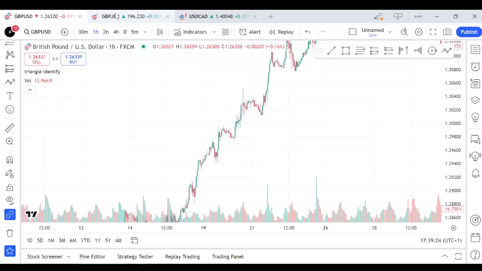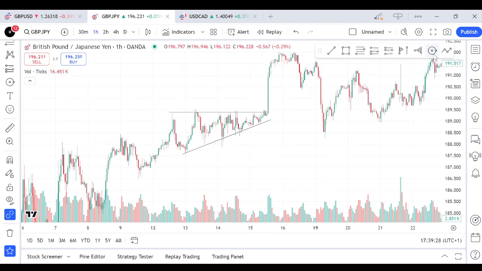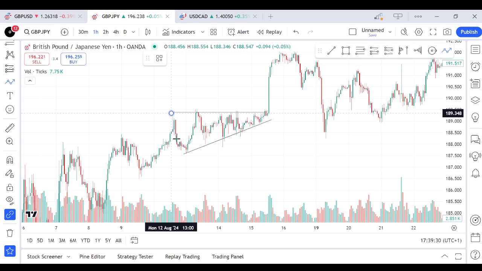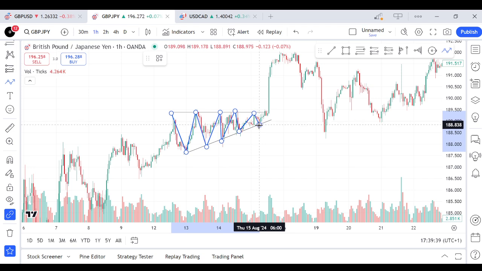So I'm just gonna come here. You can see this one. So the contraction started, had this, and this gave us multiple contractions, about 4 of them, or 5 even, before we had the breakout here. And you can see accompanied by massive volume right there.